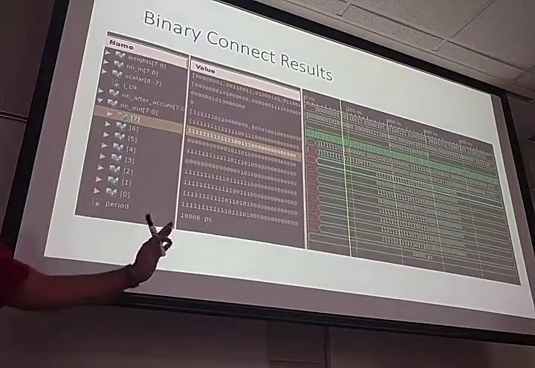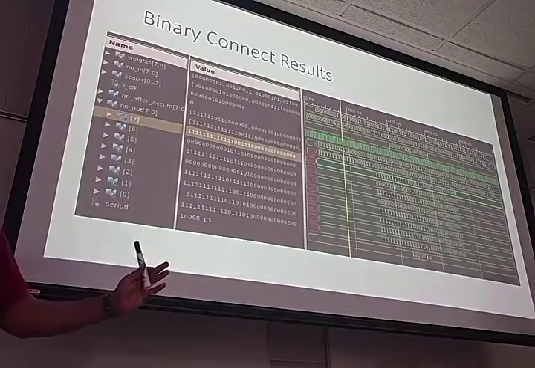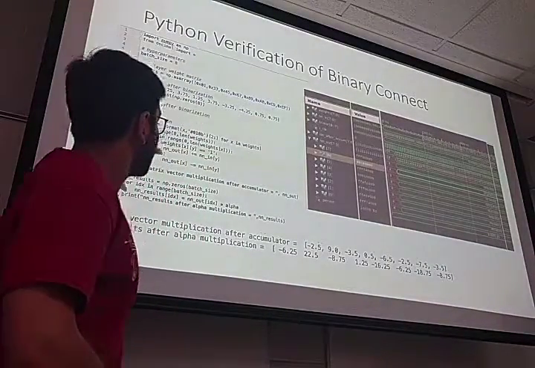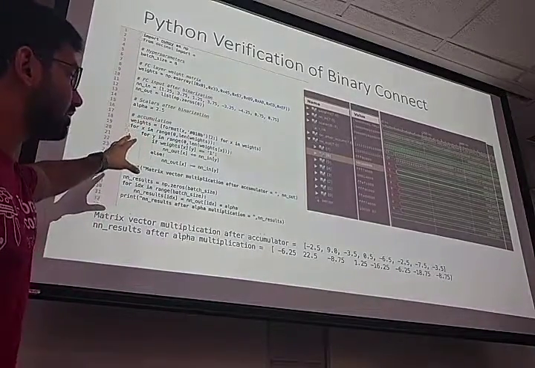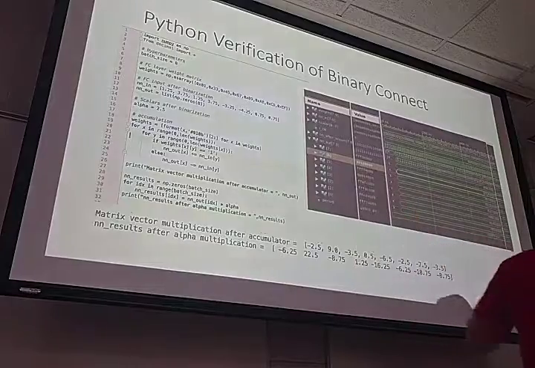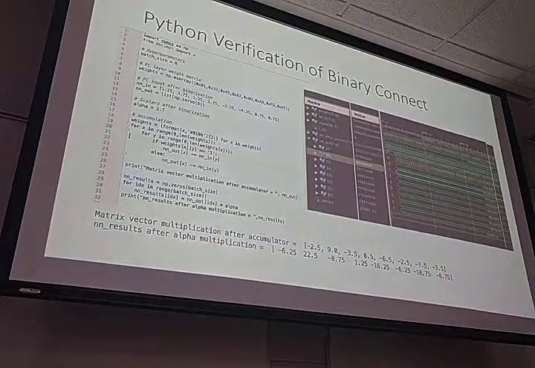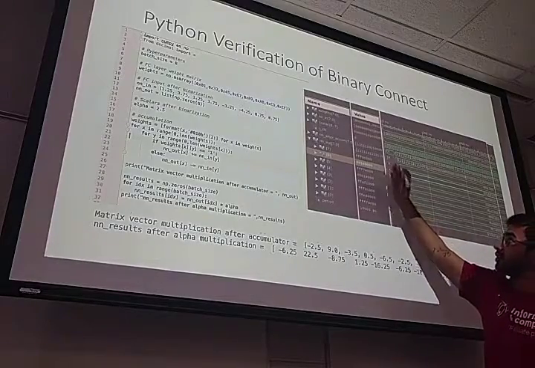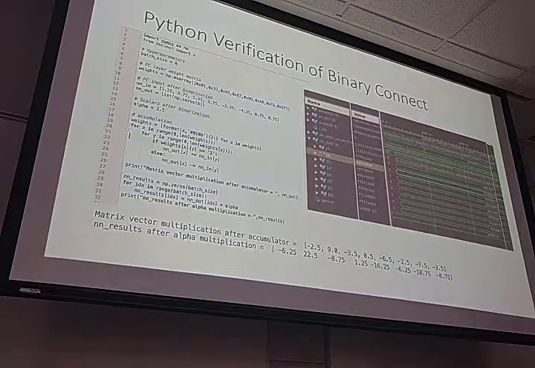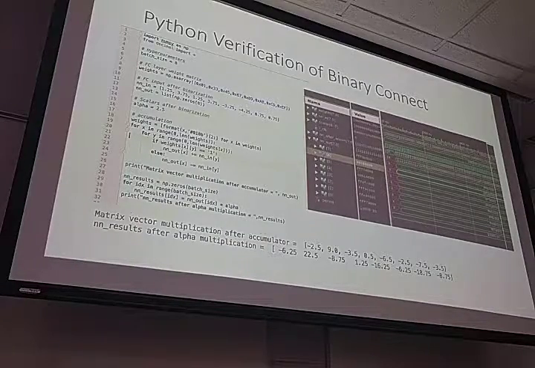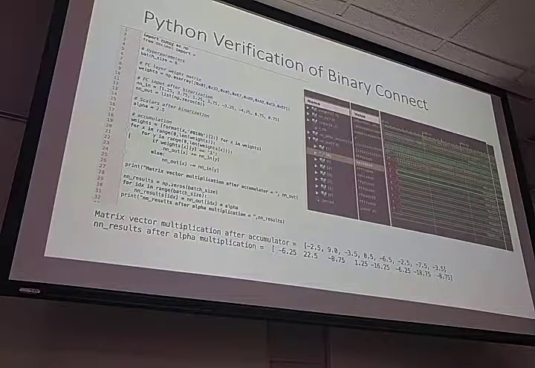So this is the slide which I skipped for Binary Connect. These are the results for Binary Connect. This is a snippet of the Python code that we wrote for the validation set. Considering this one, which I highlighted, it's a hexadecimal number with 8 bits. The left 4 bits represent the integer part of it, and the rightmost 4 bits represent the fraction part of the decimal.